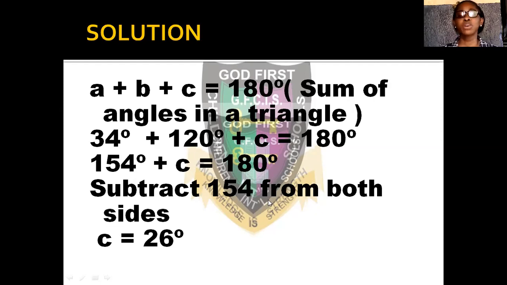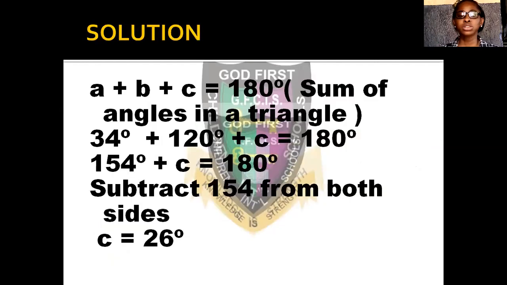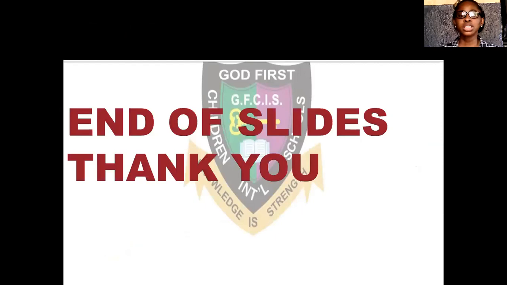180 degrees. Subtract 154 degrees from both sides. So 154 minus 154 is equal to 0, and we are left with C. And 180 minus 154 degrees is equal to 26. So our missing angle here is 26 degrees. 26 degrees plus 34 degrees plus 120 degrees gives us 180 degrees. So that gives us the total sum of angles in a triangle.